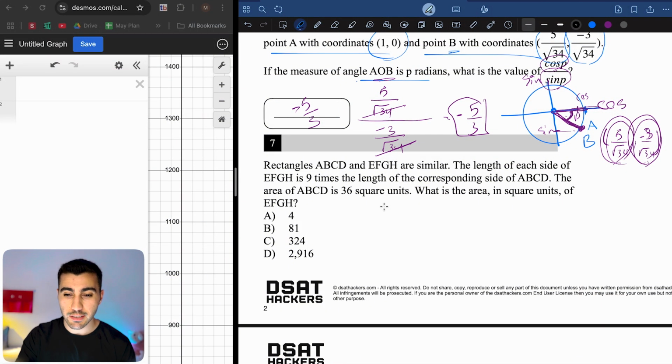Rectangles ABCD and EFGH are similar. The length of each side of EFGH is 9 times the length of the corresponding side of ABCD. A very common question. The area of ABCD is 36 square units. What is the area of EFGH, the second rectangle? Okay, so we have two similar rectangles.